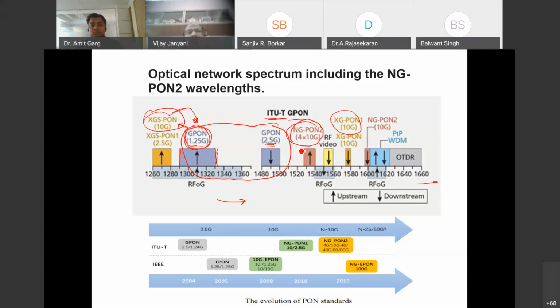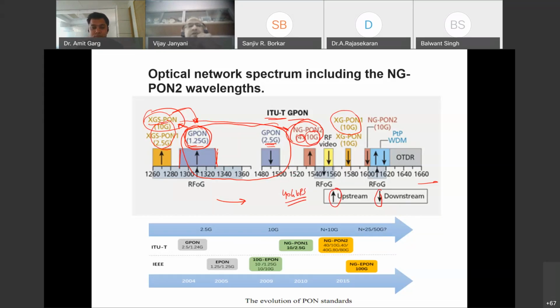So basically, what is the difference from XGS-PON, because it is 10 gig symmetrical? If you see this NG-PON, it can go up to 10 gig 4 times. So 4 wavelengths are used in this. Effectively, you can go up to 40 Gbps, which is a very huge speed that is available. This arrow shows upstream and this shows downstream.